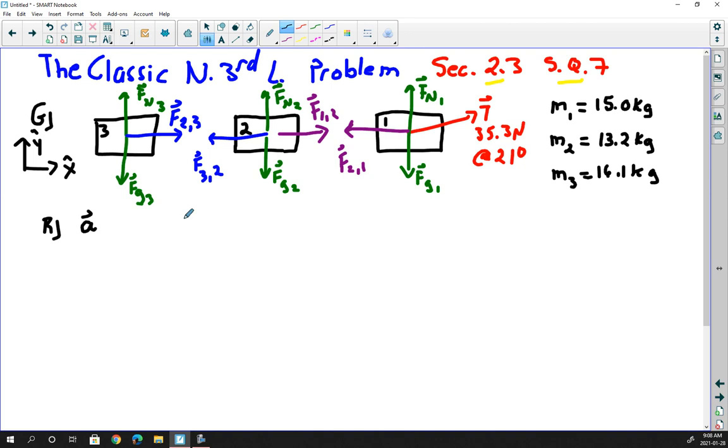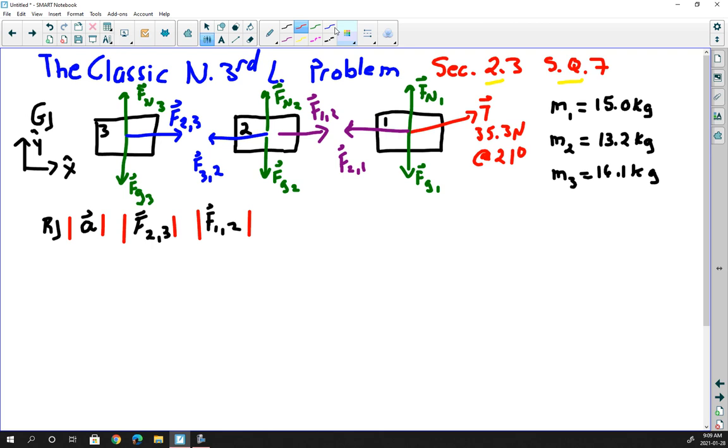What else do they want us to calculate? Well, they want us to calculate the tension in the last cord right here, which we are calling F2-3, or if you want to call it F3-2, it doesn't matter. And the tension in the middle cord right here, which I'm going to call F1-2, or if you want to call it F2-1, it's the same magnitude. Okay, so they want us to find the magnitude of all of these. That's what it says in the question.